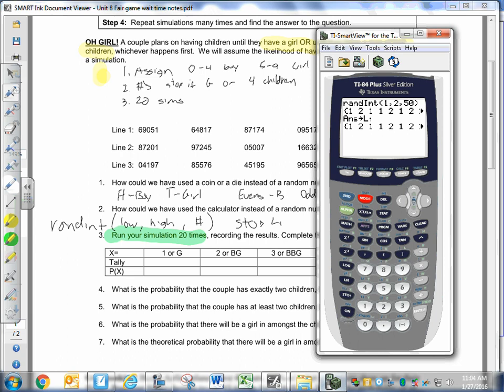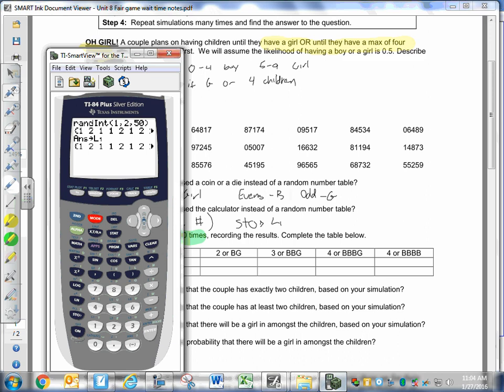Well, do we want to count up how many ones we have and how many twos we have? It's going to take me a while to count up the ones and twos if I have 50 of them, and I have to scroll through all 50. Instead, we can sort these either from low to high or from high to low. So we need to familiarize ourselves with sort A, and then typing in L1, or sort D and typing in L1.